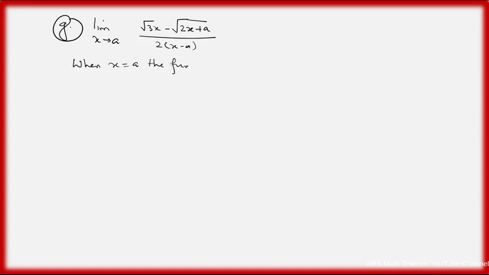G number, dear students. Question is like this. Limit x tends to a, root 3x minus root 2x plus a, whole over 2 times x minus a. When we put x equal to a, 3a minus 2a plus a is 3a, minus... that gives 0, and 0 times 2 is 0. Okay, so write down: when x equal to a, the function takes 0 by 0 form.